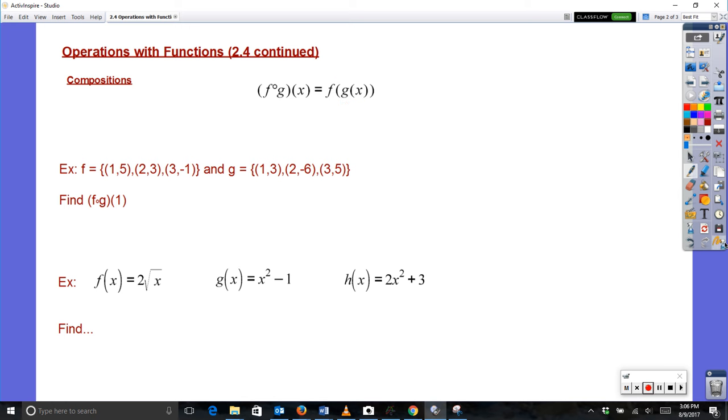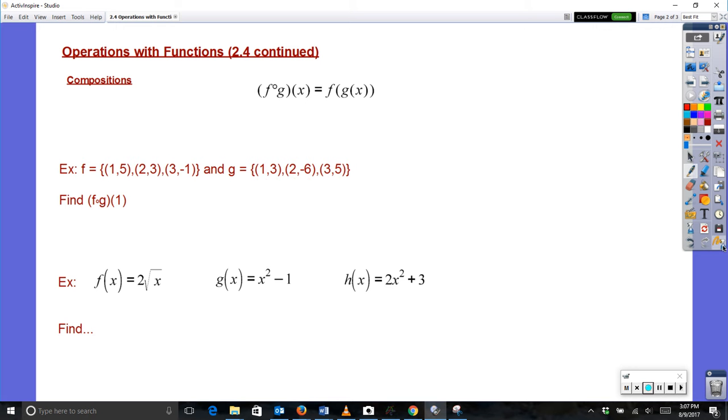So we'll start with just a set of points here. We've got two functions defined as points. So f is saying when you plug 1 in for x, you get 5 for y. 2 in for x, you get 3 for y. 3 in for x, you get -1 for y. We got a second function over here, g, and that one when you plug 1 in for x, you get 3 for y. 2 in for x, you get -6 for y, and 3 in for x, you get 5 for y.